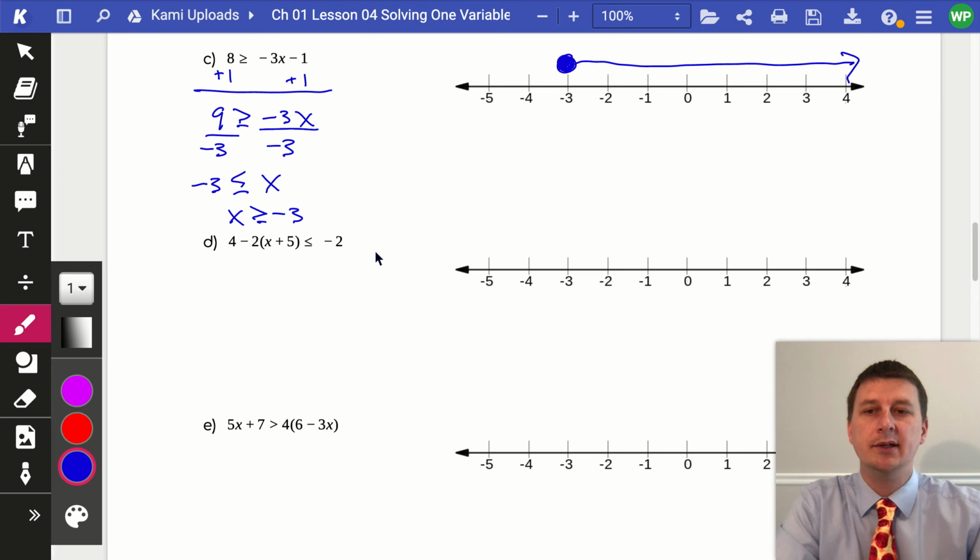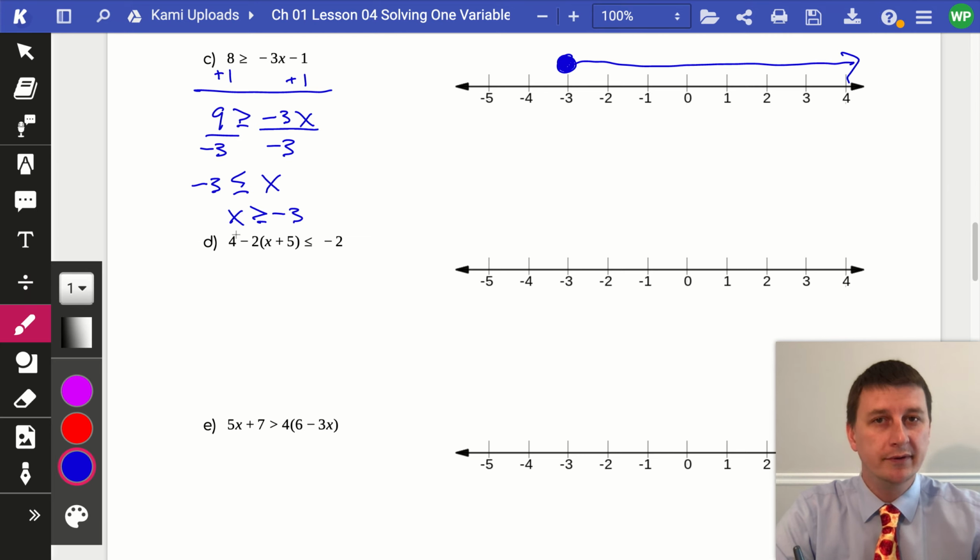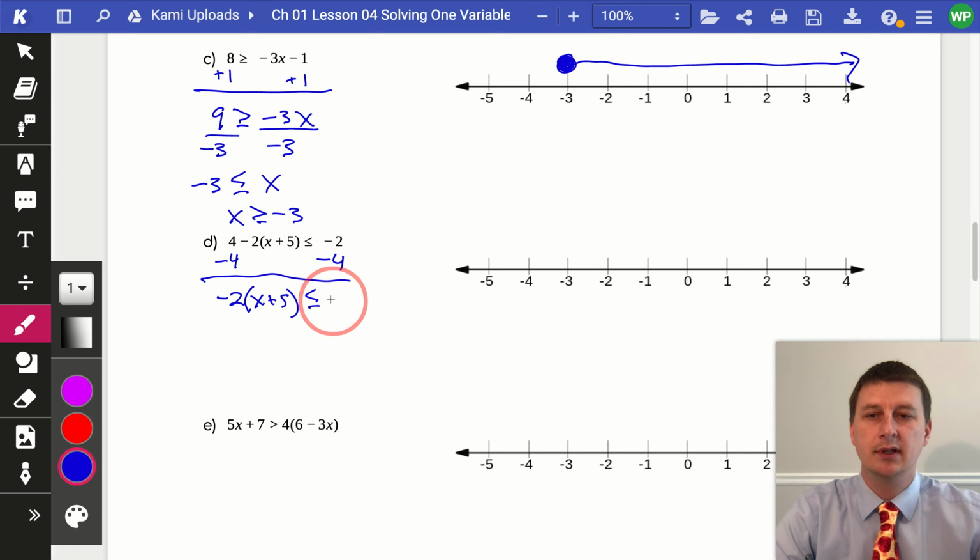And in part D, we have a couple more steps involved. Again, we're going to look for addition or subtraction outside the parentheses. I see this 4 that needs to be moved. And again, it's a positive 4, so we're going to subtract 4 on both sides. And we're going to be left with negative 2 times (x plus 5) less than or equal to negative 6.